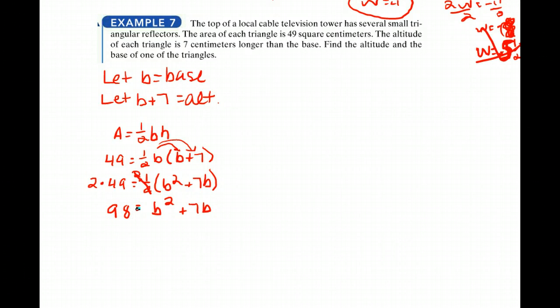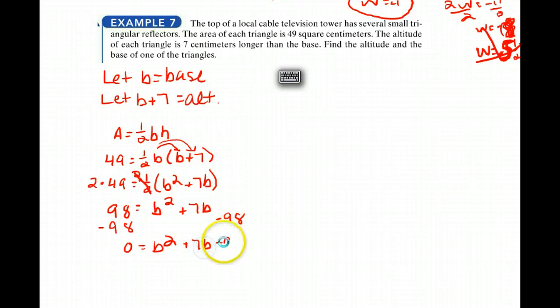Our equation is starting to represent a quadratic equation. We just have one more step to get it into standard form, and that is to subtract 98 from both sides so that one side of the equation equals 0. We now have a quadratic equation where the coefficient of my B squared term is 1. We can use the C method. So we want factors of C that are going to add to B. What kinds of numbers will multiply to -98 but add to 7?